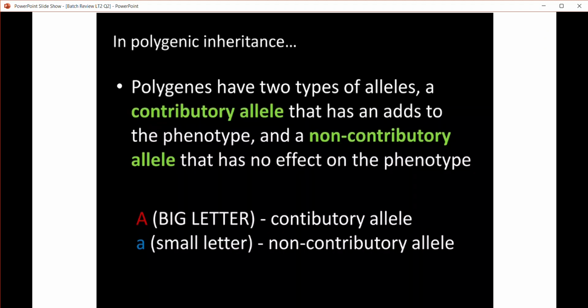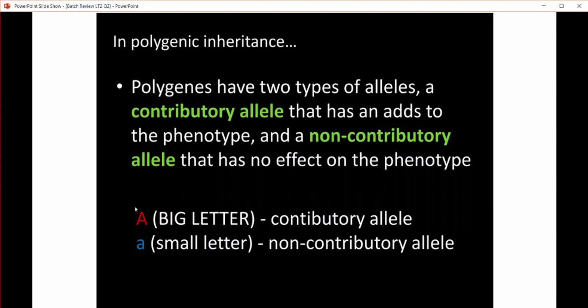Okay, now to understand further, we're still going to be making use of the big A and the small a, the dominant and the recessive, but in this case, there is no real dominance relationship, but rather an additive relationship because the big A is considered to be simply a contributory allele, while the small a is considered to be a non-contributory allele. What do we mean by this?